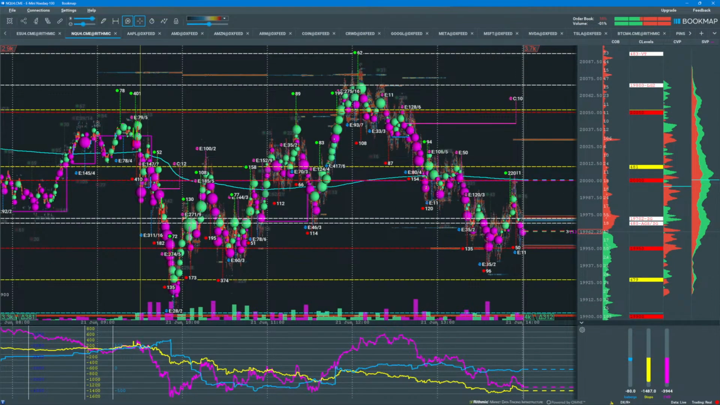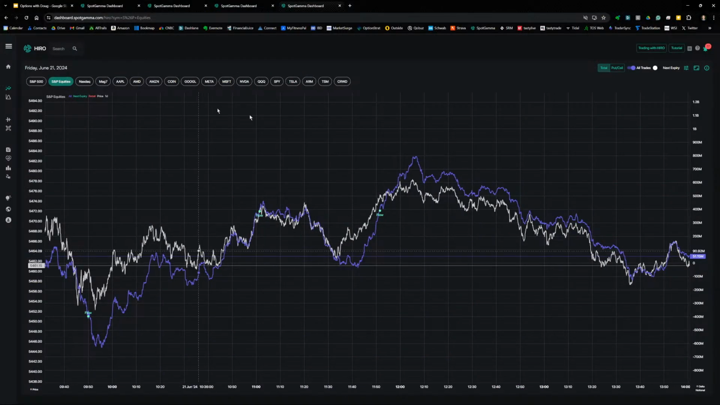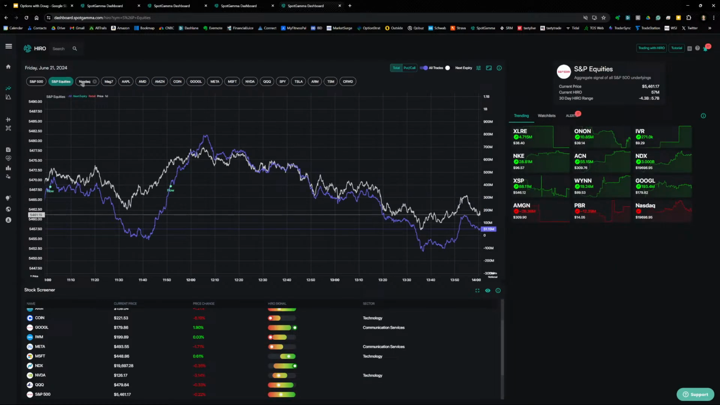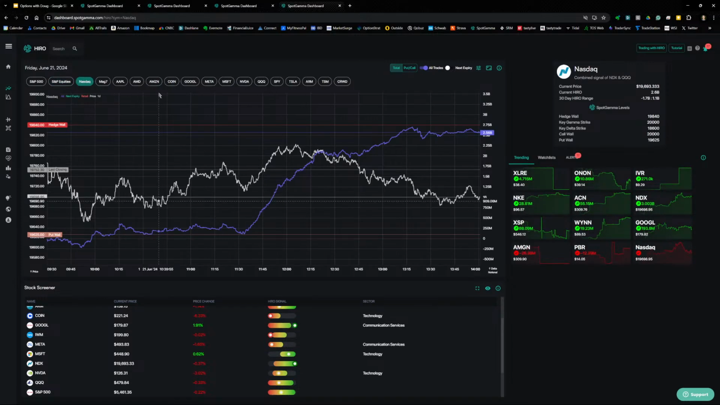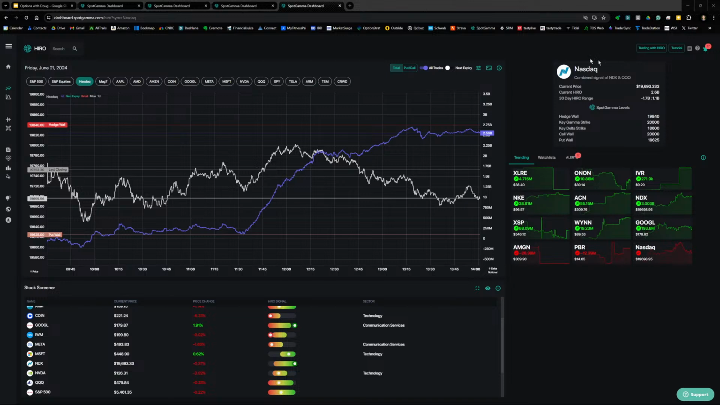NQ futures and Bookmap. Let's go back to the hero signal, see what options traders are doing. All right, so just like the S&P 500, let me zoom out of this chart. There's an index signal, and this is the signal that combines options trades and market maker hedging activity for NDX and QQQ. All right, this right here is some sort of rebalance, options expiration rebalance, some sort of fund or ETF rebalancing.